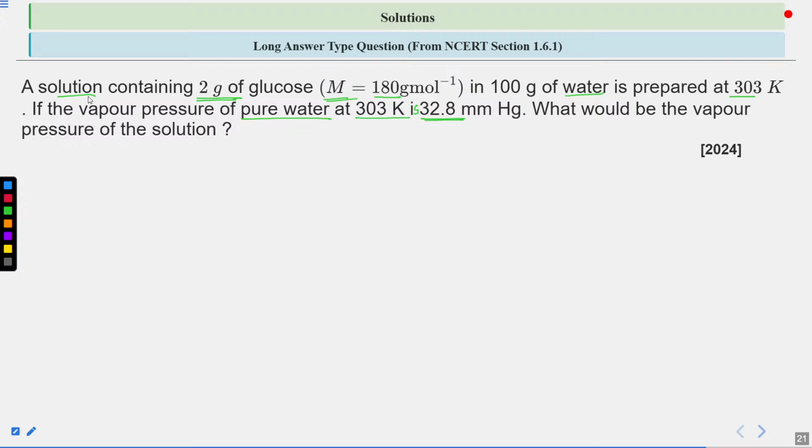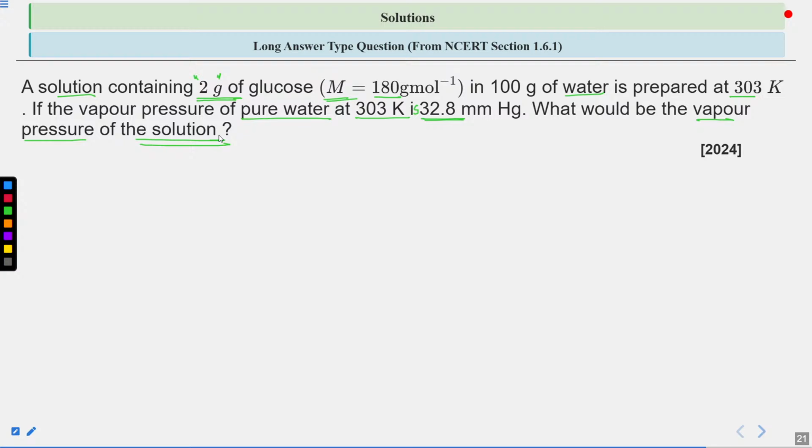So we are saying that the given mass of the glucose is 2 gram, and a solution is containing this much amount of glucose in 100 gram of water. Water is our solvent. Now they are prepared at this particular temperature, 303 Kelvin. The vapor pressure of pure water, that is the vapor pressure of pure solvent, is given, which is 32.8 mm of Hg. Now you have to identify what will be the vapor pressure of the solution.